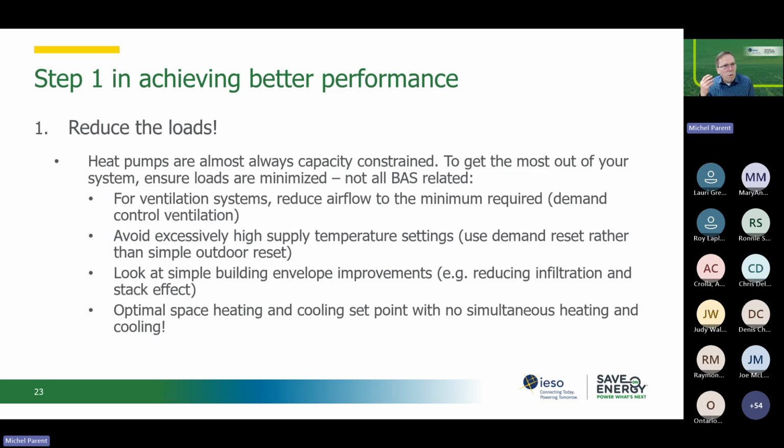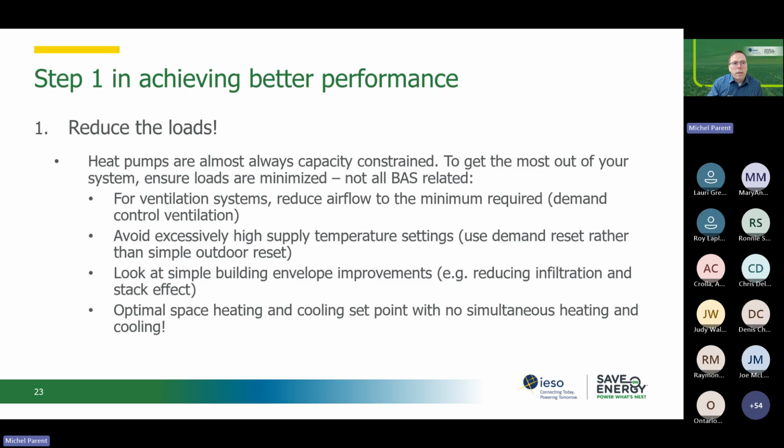So, for example, ventilation systems: reduce the airflow to the minimum required. You can use demand-controlled ventilation, and that depends on your type of ventilation system. If you've got a VAV system, a VAV system is a poor candidate for demand-controlled ventilation for most buildings because they're cold deck systems with only 10 to 15% outside air. So you've got to be very careful on how you will control that.